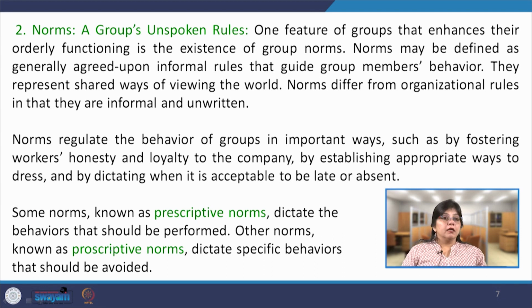So, based on this, social psychologists have identified two types of norms: prescriptive norms, which dictate the behaviors that should be performed, for example, following the dress code, and proscriptive norms, which dictate specific behaviors that should not be performed, for instance, not sharing the secrets of the organization with any outside employee or organization. So, norms can be prescriptive and proscriptive, but the most important feature is that they are informal and unwritten, but at the same time they are being performed on the formal platform.